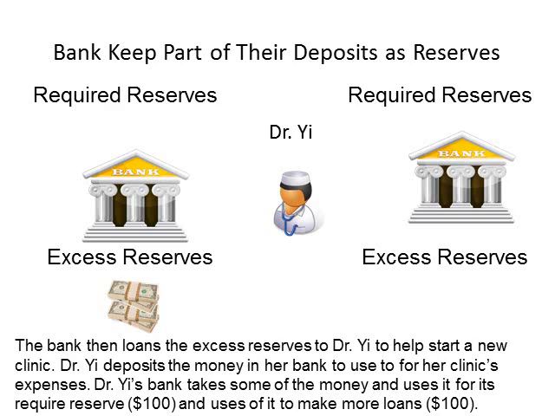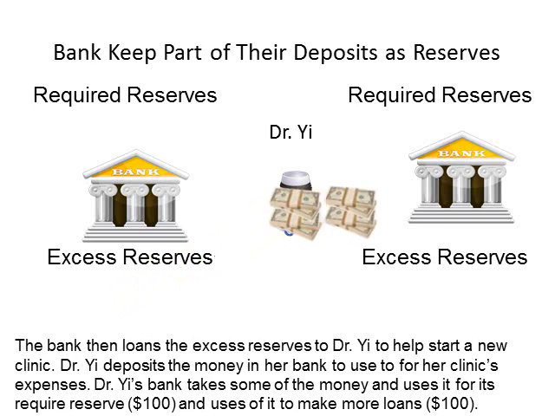The bank loans $200 to help Dr. Yi start her clinic. Dr. Yi deposits the money into her bank, and her bank divides the money up into required reserves and excess reserves. Let's see what happens now to the amount of money created.